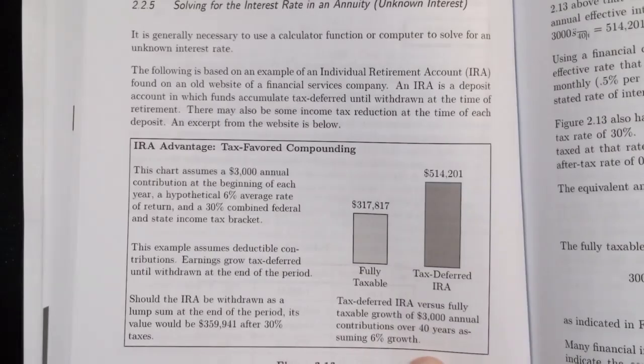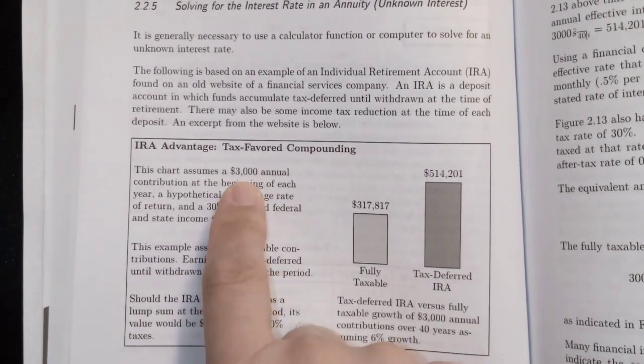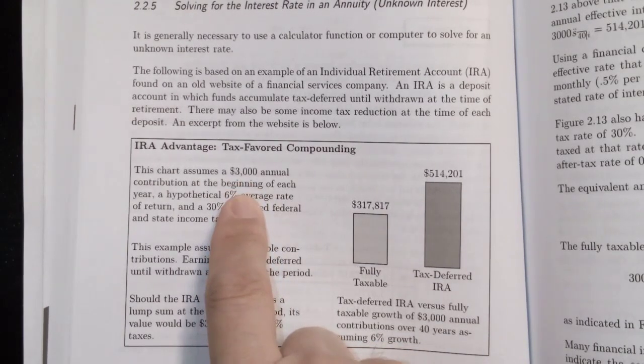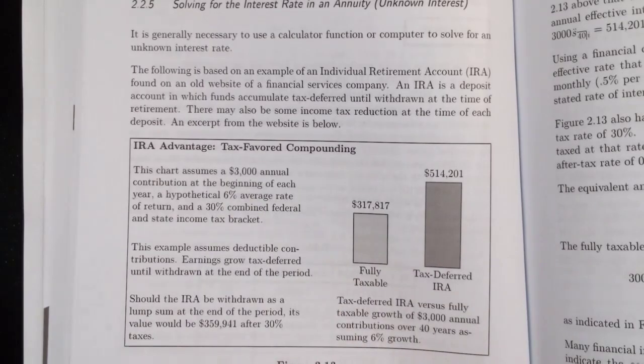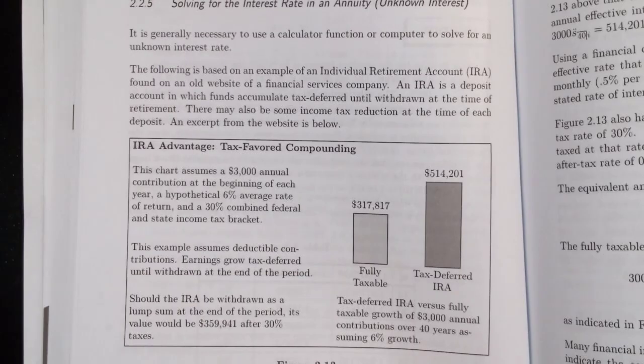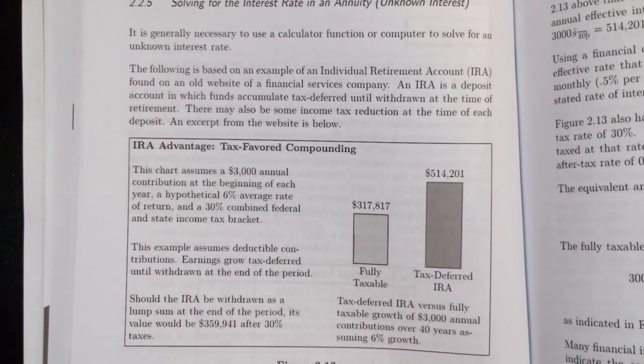You're saving for retirement, an individual retirement account, an IRA. Assume a $3,000 annual contribution at the beginning of each year, 6% rate of return, and then a tax bracket of 30%. This is a future value.